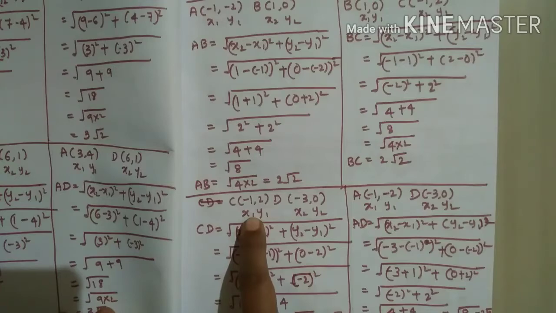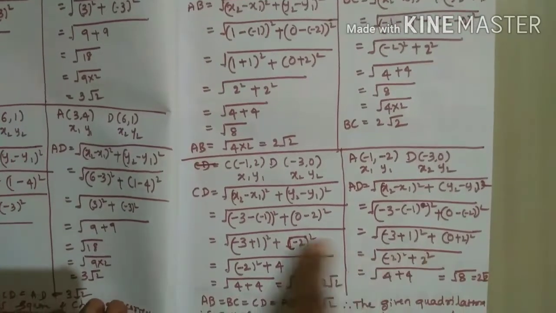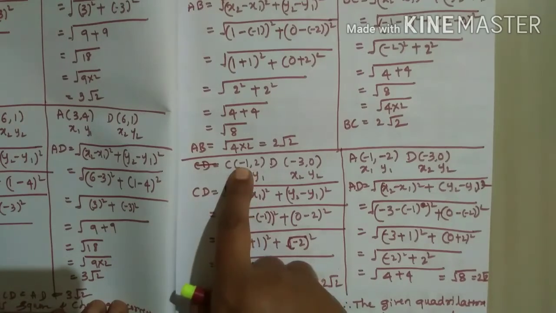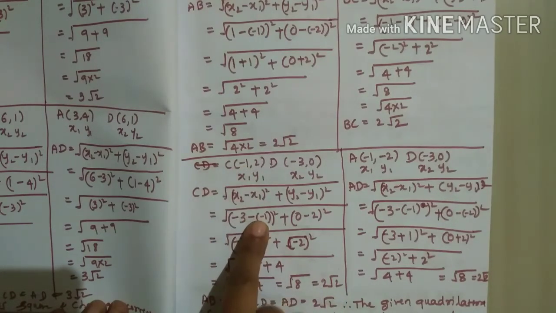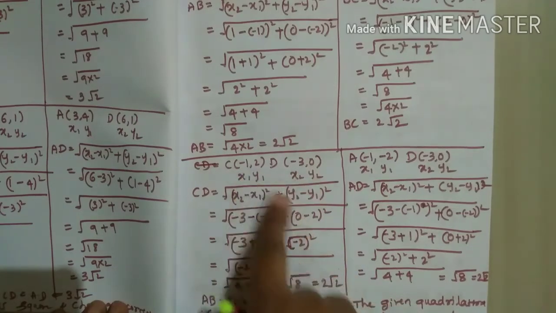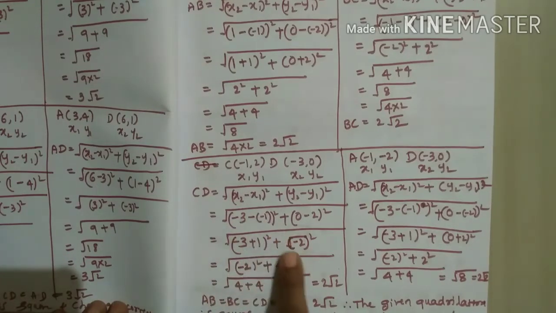I have taken C as x1 y1, D you have to take as x2 y2. Substitute the values in the formula. x2 is minus 3, minus in the formula is there. Then x1 is minus 1, so I have written in the bracket, whole square, plus y2 is 0 minus 2 whole square. Here minus 3 as it is I have written, this minus into minus will become plus 1 whole square plus minus 2 whole square, because 0 minus 2 is minus 2 whole square.